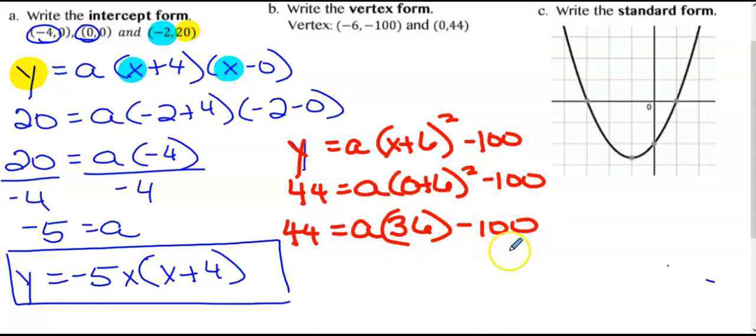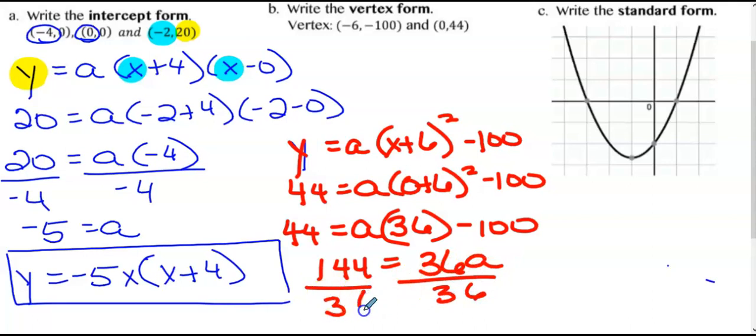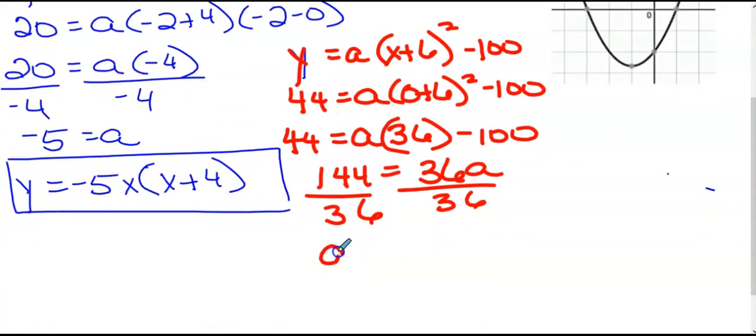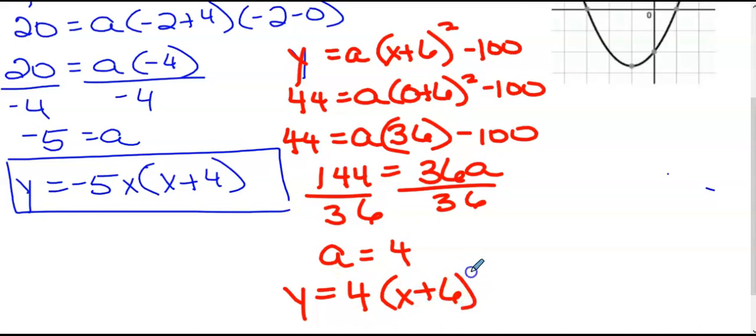Okay, so I have kind of a two-step equation here. I need to add 100 over here. Just turn that around, divide by 36. A equals 4. Rewrite the original equation. That's the answer.